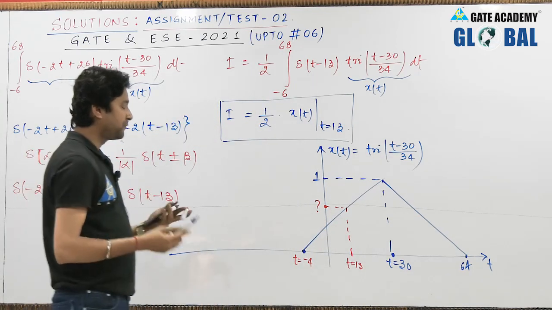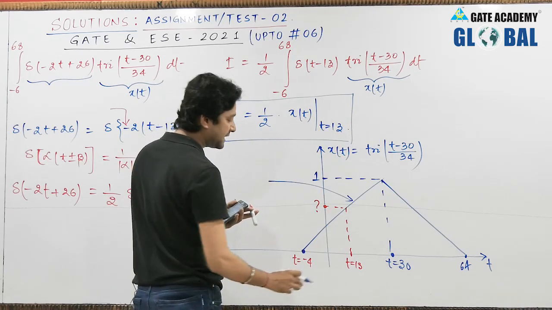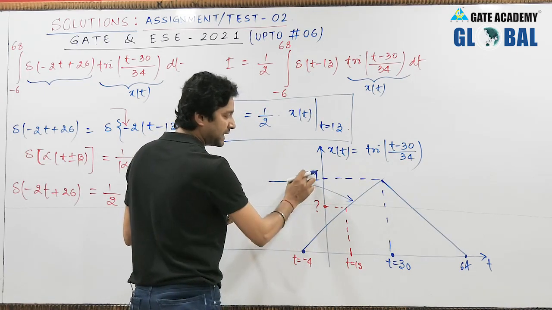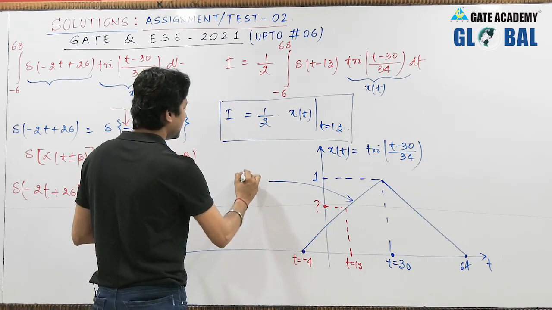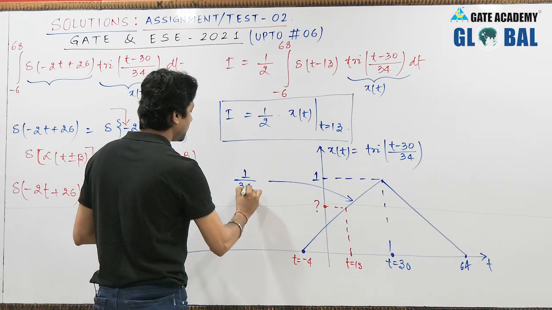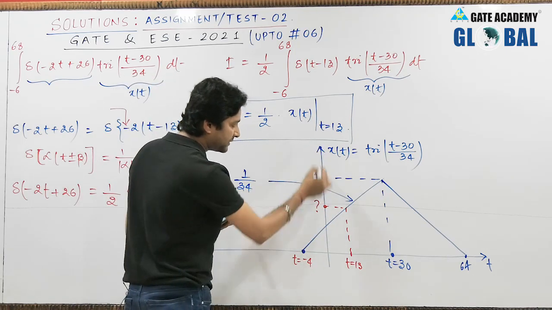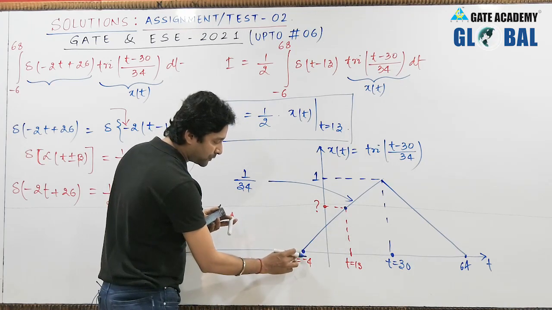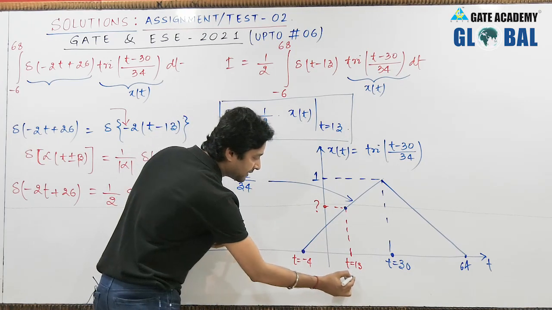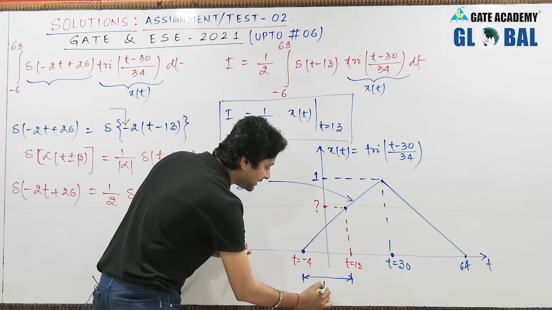Now if you see the slope of this ramp, this straight line is gaining value from 0 to 1 in 34 units of time. Therefore the slope of this function is 1 upon 34. If you want to evaluate the value of x of t at t equals 13, you will have to move from minus 4 to 13. How much distance is this? From minus 4 to 13, it is a distance of 17.